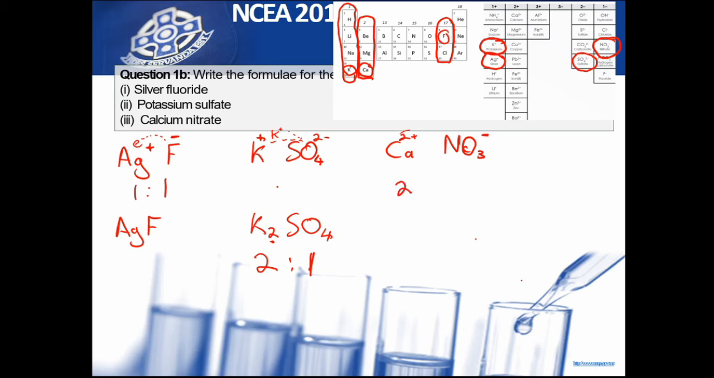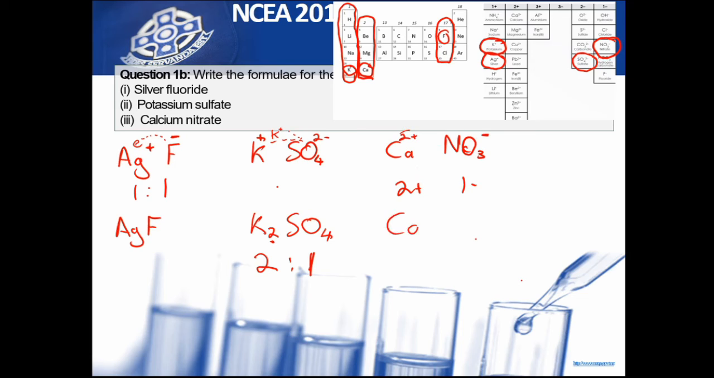So the charges are 2 plus and 1 minus. Now to balance them, calcium wants 2 electrons and nitrate can only give 1. So that means we need another one of these. As I said, you can swap and drop if you wanted to. So this 2 goes down here and that 1 goes down here.